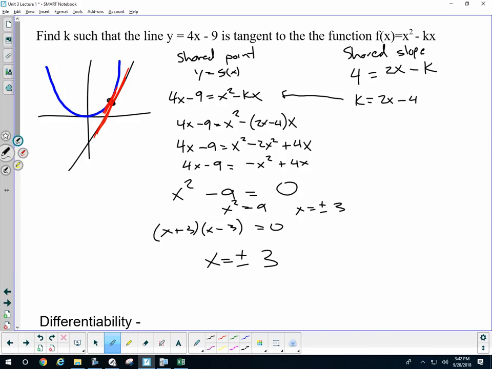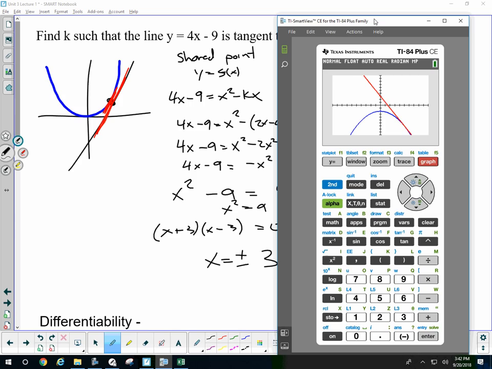All right, that's x. What is k? k is equal to 6 minus 4, which is 2, or k is equal to negative 6 minus 4, which is negative 10. Can't be, can it? Let's find out.